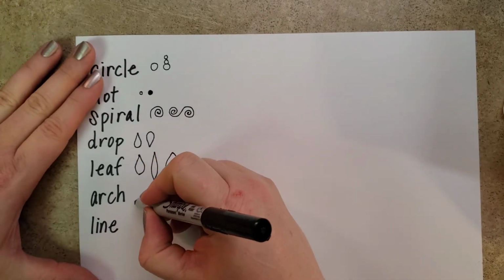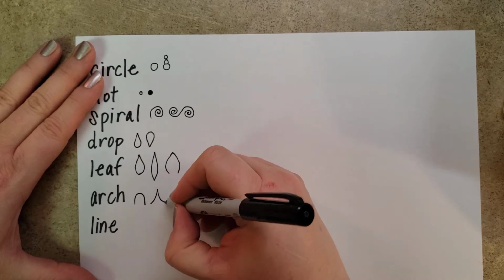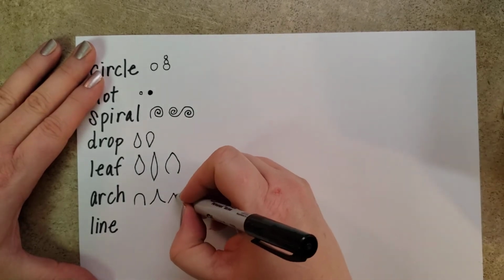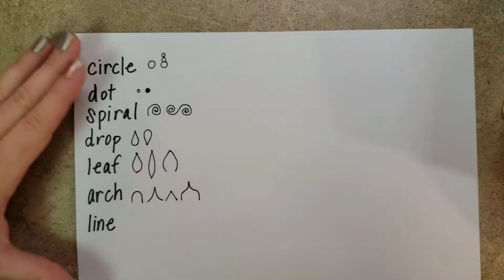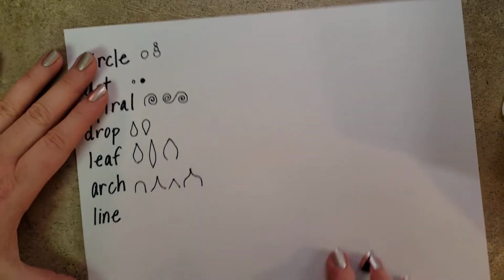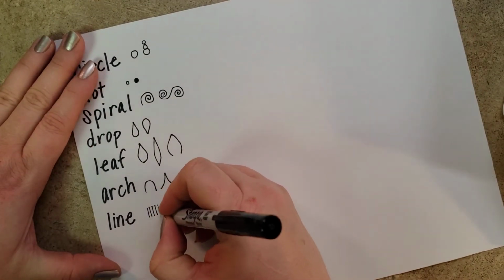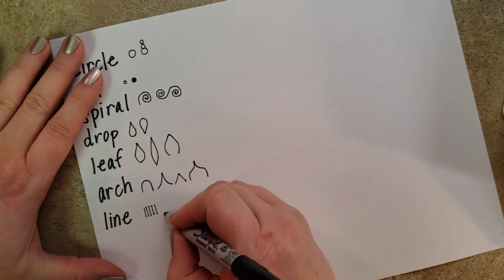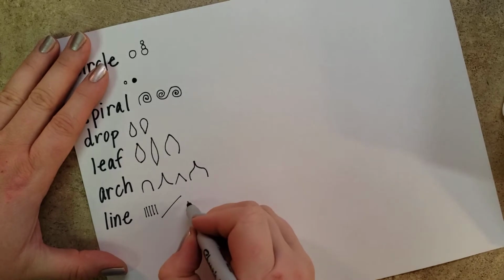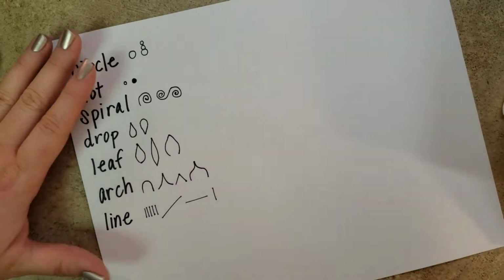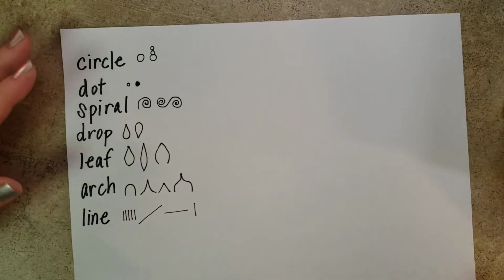An arch could be a plain curve, or perhaps a point, or a plain triangle, or even a shape with a point like that. The line could be a series of lines to fill in a space, or the line could be any way that you choose. Diagonal, or horizontal, or vertical. You can really play with that and get a lot of different ideas.